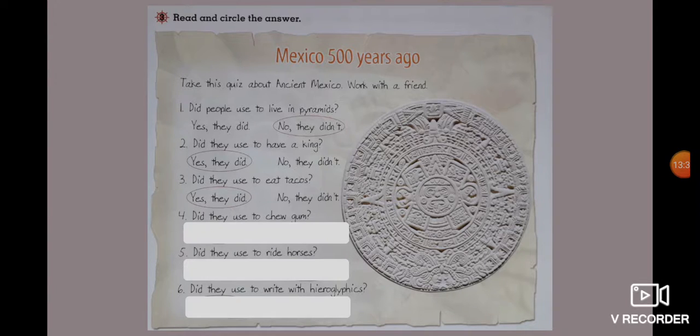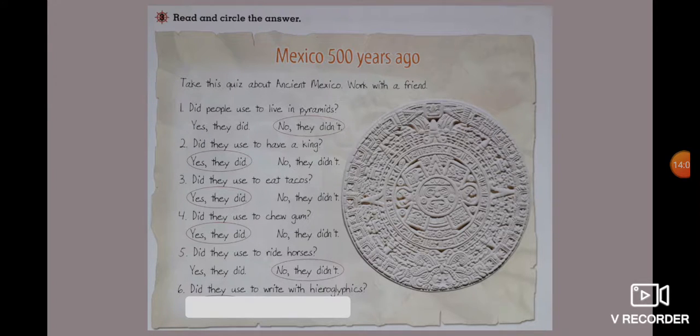Okay. Not in the same form as today, but they ate tortillas, okay, tomato sauces, etc. Number four, did they used to chew gum? Okay. In this case, yes, they did. They used to chew gum. Number five, did they used to ride horses? Yes, they did. No, they didn't. In this case, it's a negative answer, yeah? Okay, they didn't used to ride horses.